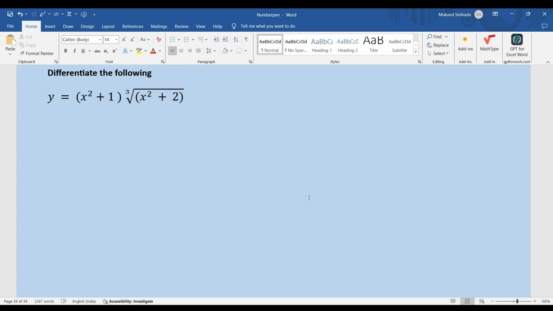There we have the problem on the screen. Differentiate the following: y equals (x square plus 1) into cube root of (x square plus 2), right? So looks like we have a product of two functions, and I see one is a quadratic expression, the other expression x square plus 2 is also a quadratic expression, but it is sitting inside the cube root, right?